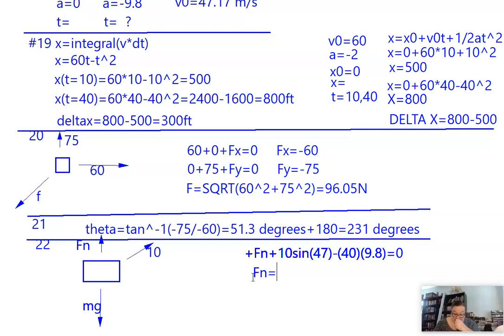And when I do that, 40 times 9.8 minus 10 sine 47 gives me 384.7 newtons. And that most closely resembles answer C.